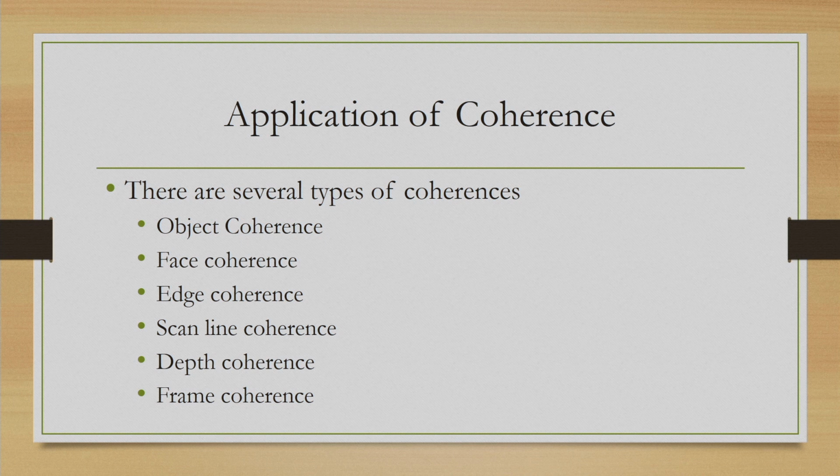Now, there are many such coherence properties, broadly of 6 types: object coherence, phase coherence, edge coherence, scanline coherence, depth coherence and frame coherence. Let us quickly have a discussion on each of these for better understanding, although we will not go into detailed discussions and how they are related to different methods.